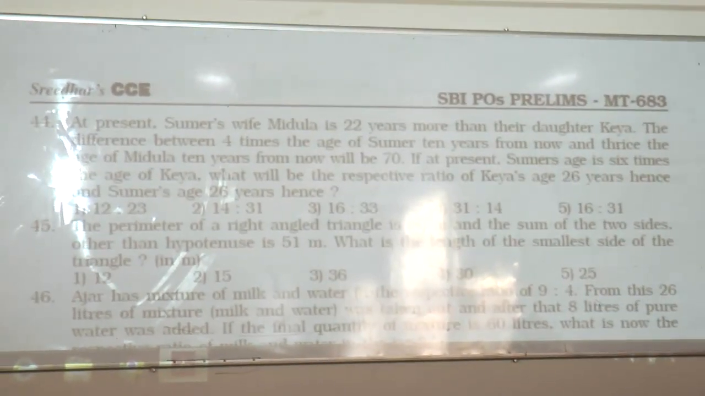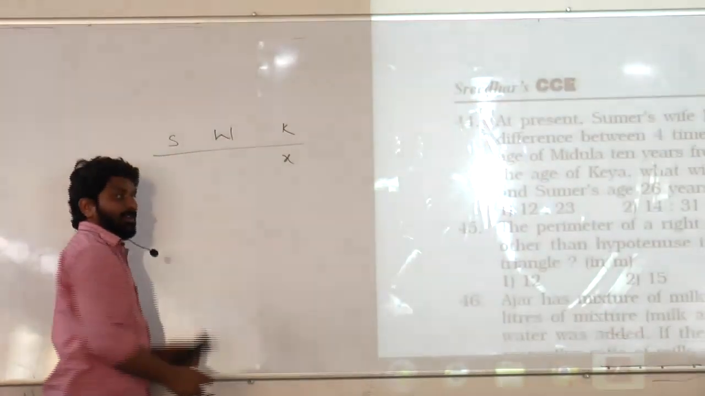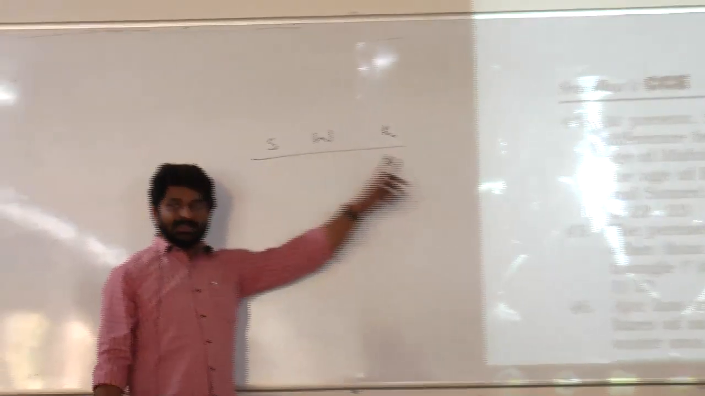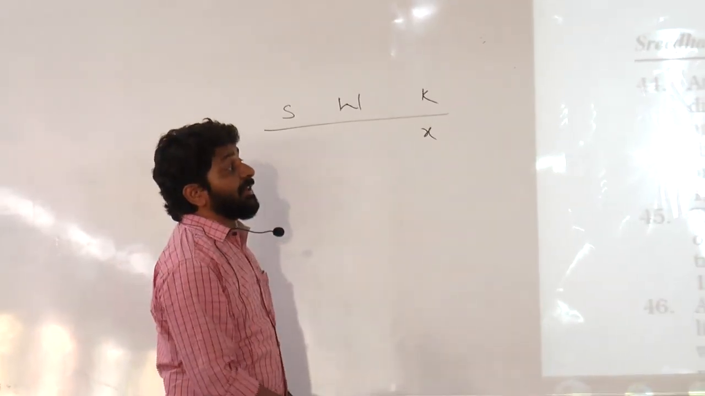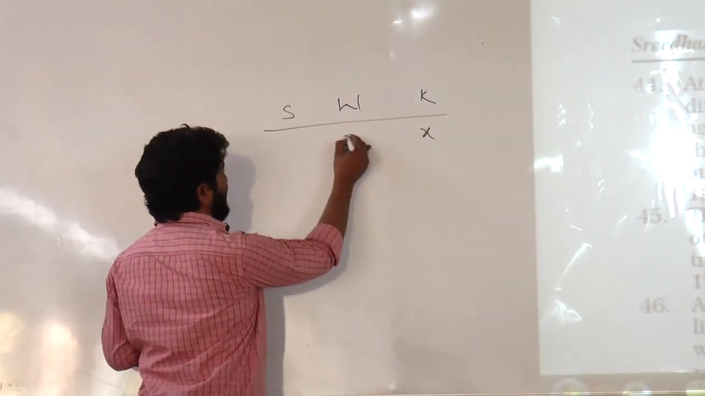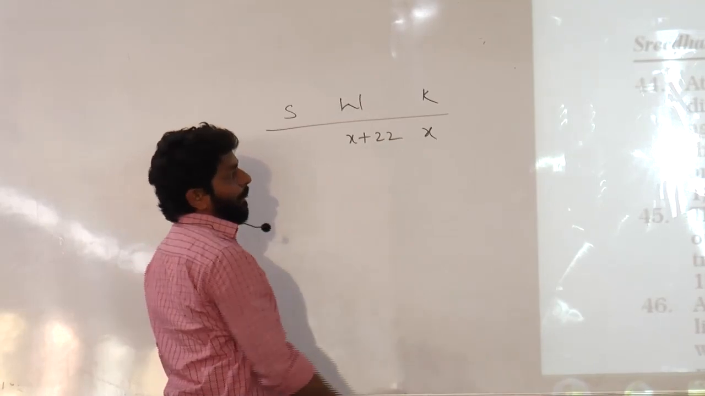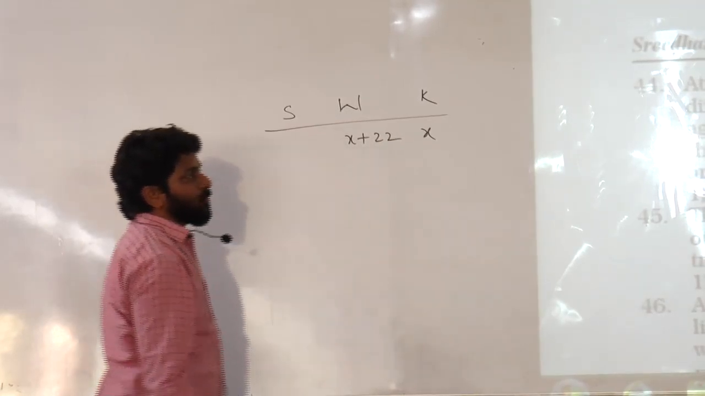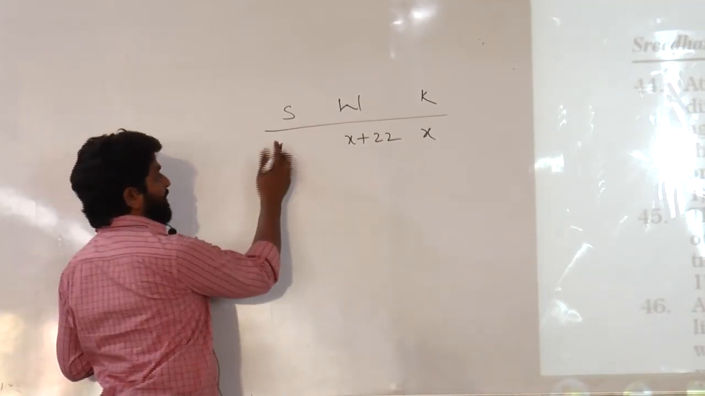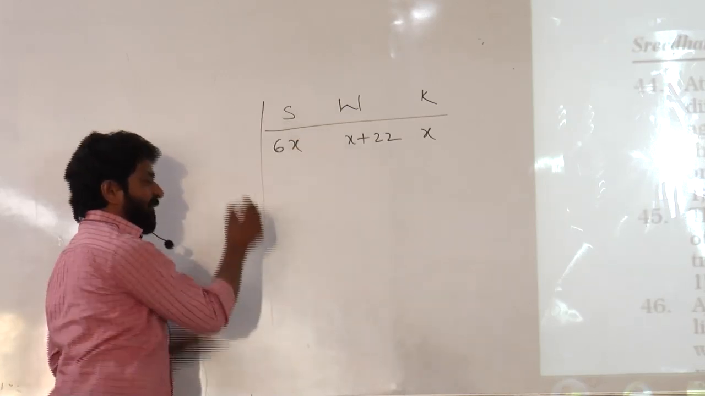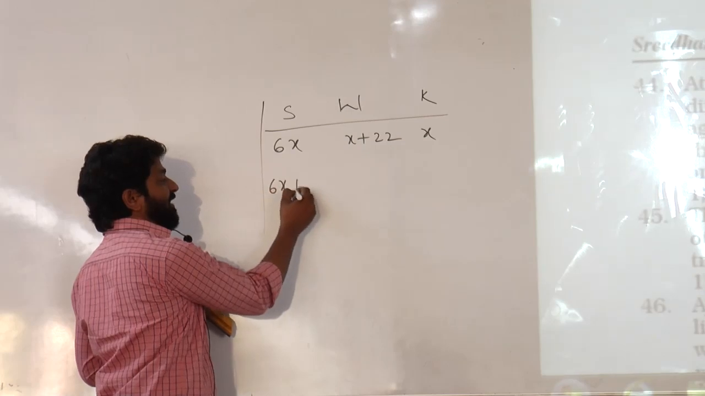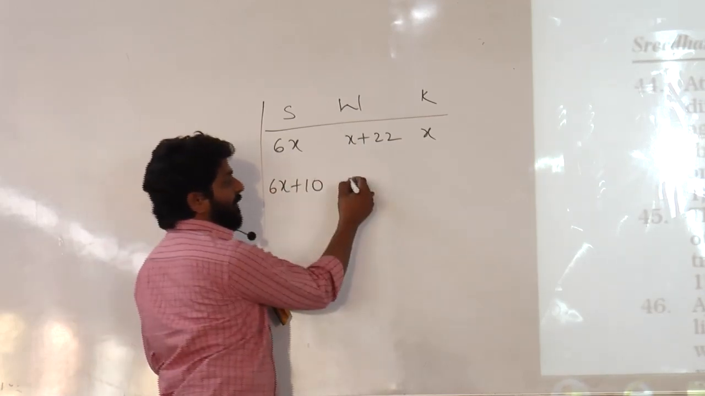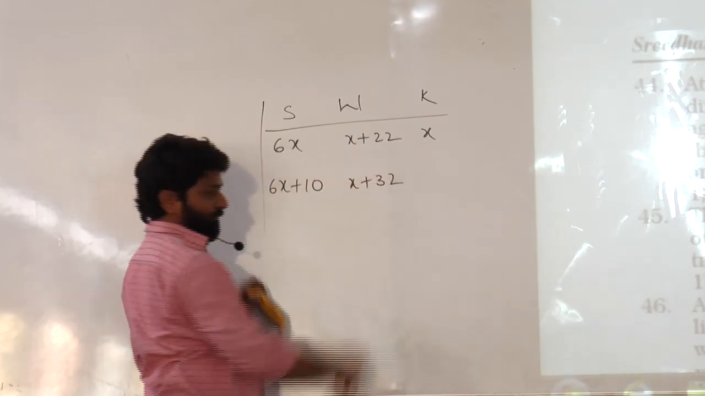Sumer, wife, Kia. Let Kia's age be X, because you have comparison between Sumer's age and Kia's age and mother's age to Kia's age. Mother's age is 22 years more than Kia's age, so it becomes X plus 22, and Sumer's age is 6 times Kia's age, which is 6x. This is present age. After 10 years, Sumer's age becomes 6x plus 10 and wife's age becomes X plus 32.